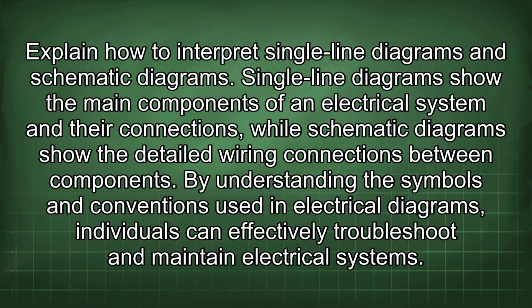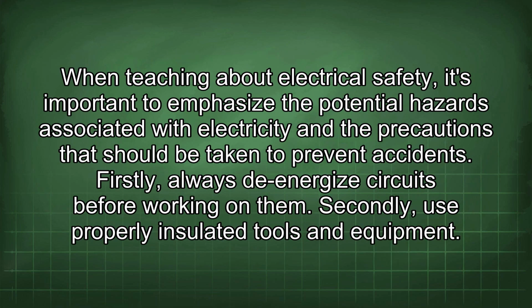Explain how to interpret single-line diagrams and schematic diagrams. Single-line diagrams show the main components of an electrical system and their connections, while schematic diagrams show the detailed wiring connections between components. By understanding the symbols and conventions used in electrical diagrams, individuals can effectively troubleshoot and maintain electrical systems. When teaching about electrical safety, it's important to emphasize the potential hazards associated with electricity and the precautions that should be taken to prevent accidents.